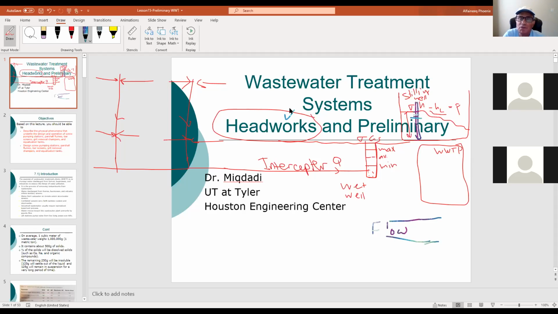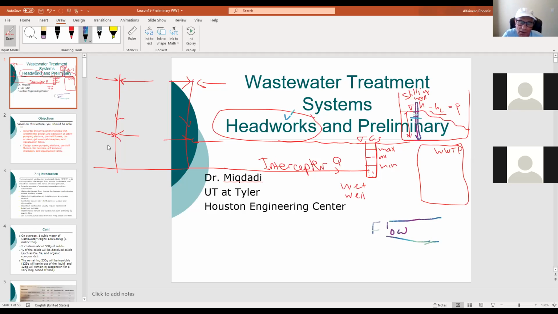Okay, guys, so this is what we are going to discuss. Headworks and preliminary design, the grit removal. Right after that, you're gonna go to the primary design, which is the primary clarifier. Then to the secondary, which is the biological treatment. That's your aeration tank, and you did this before. With the secondary clarifier, they come together. All right, and the last thing is disinfection.